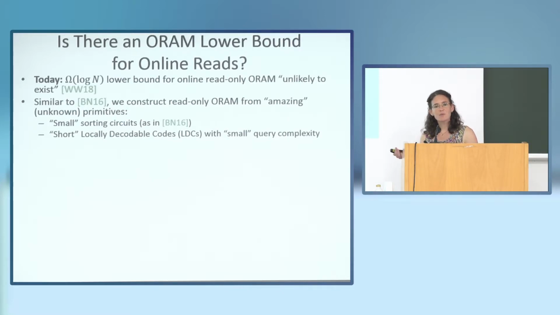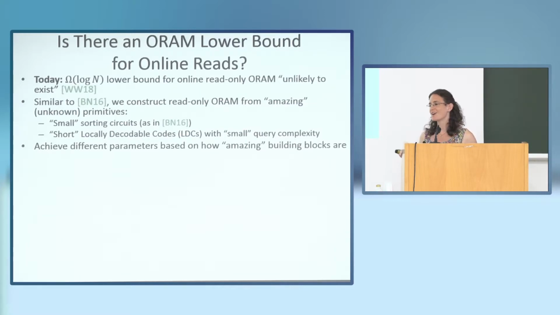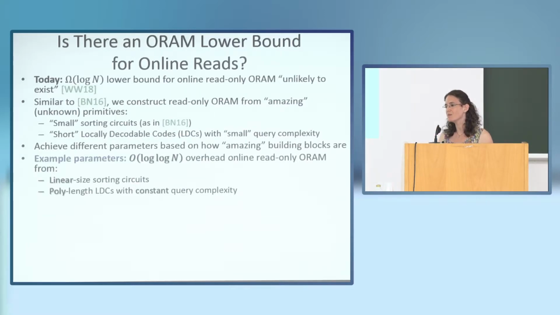And what do we need from them to get little o of log n overhead? Well, we can use different parameter regimes, and we would get different types of overhead in our scheme. So for example, you can go for something that seems really great, like the dream, perhaps, oblivious RAM, where you get log n overhead, so extremely low overhead. You need to start with really, really amazing primitives. So what do I mean by really amazing? The sorting circuits should have linear size, and the locally decodable codes need to have constant query complexity and polynomial size.